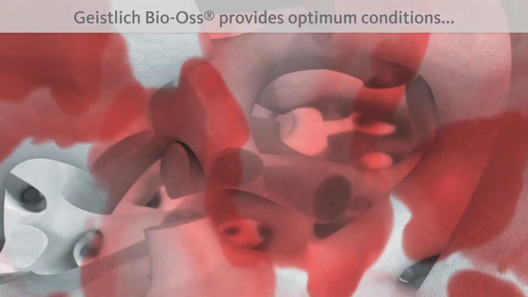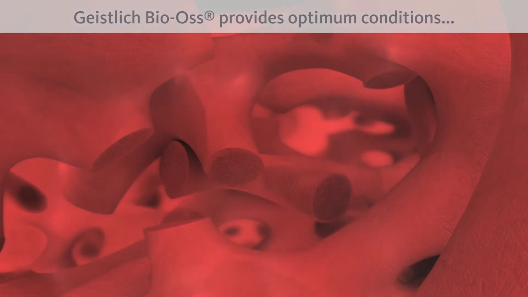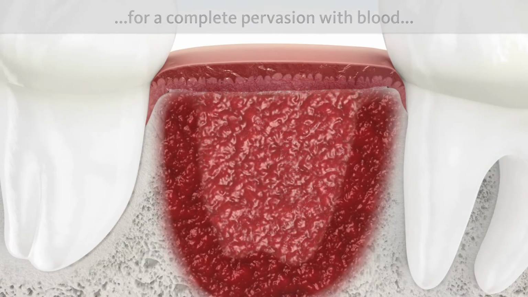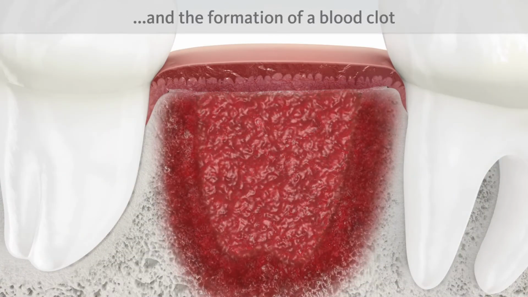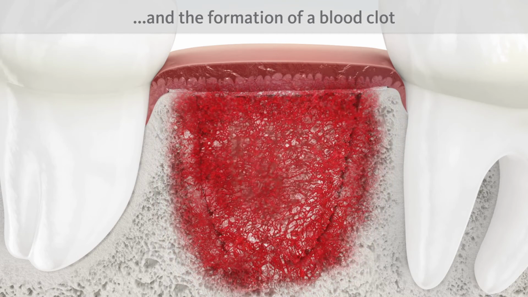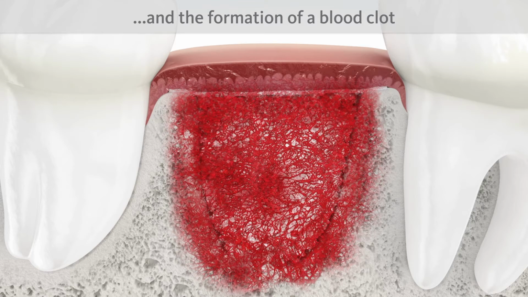Together with the strong suction effect, capillary effect, Geistlich Bio Oss provides optimum conditions for a complete pervasion of the material with blood and the formation of a blood clot. The formation of this blood clot is the basis of vascularization and therefore a prerequisite for the optimum incorporation of the graft into the natural bone metabolism.